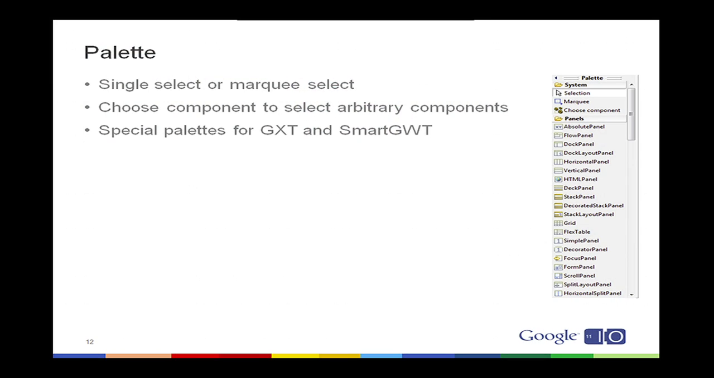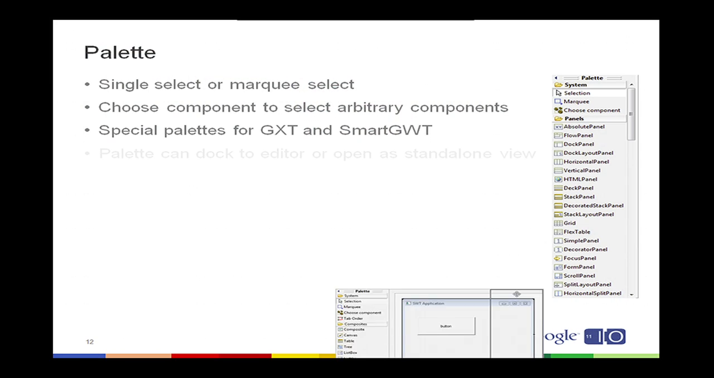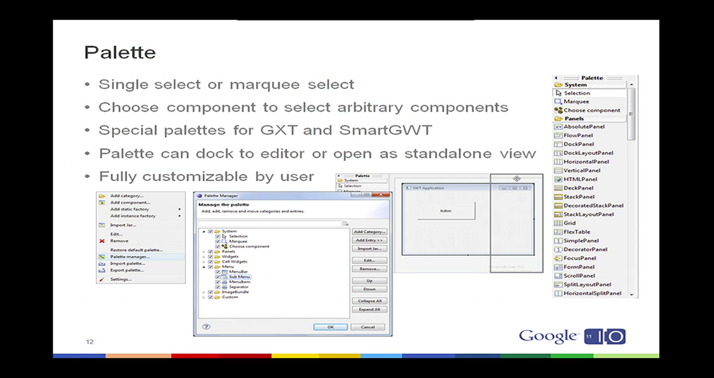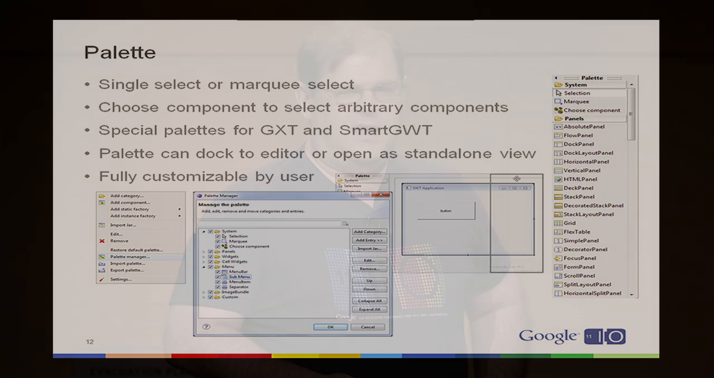In the full version, there are special palettes for GXT and Smart GWT, and you can add your own palettes and categories very easily. Just like the property pane and component tree, you can dock the palette to any side of the editor or pull it off into a separate standalone view. And the palette is also fully customizable by the user. If you right-click on it, you can get this customization dialog where you can rearrange the categories, add, remove widgets, and export the palette to an XML file to share it with other team members.